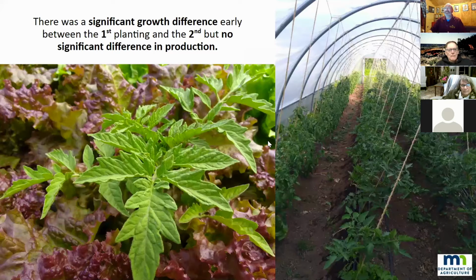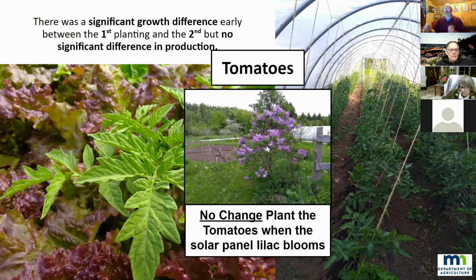So we're going to keep it the same. We're going to plant the tomatoes where the solar panel lilac blooms, keep it that way, and keep trying that and see how it goes. Remember, don't plant it by the one by the house or by the greenhouse. You're timed with the one by the solar panel.